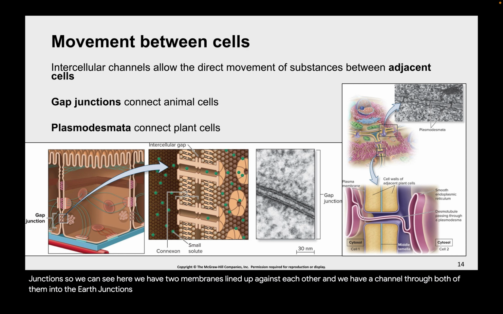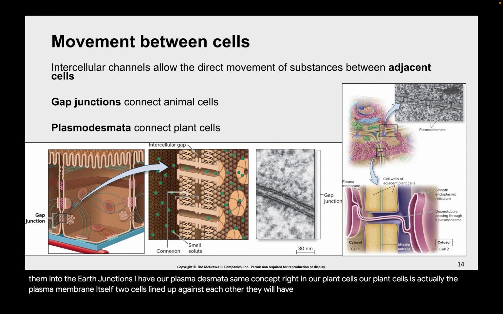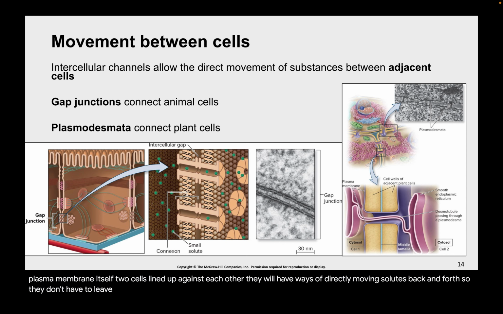And then we also have our plasmodesmata, same concept, in our plant cells. In plant cells, it's actually the plasma membrane that's continuous. So two cells lined up against each other will have ways of directly moving solutes back and forth so they don't have to leave a membrane and then enter into another membrane. They can just go directly across two membranes.